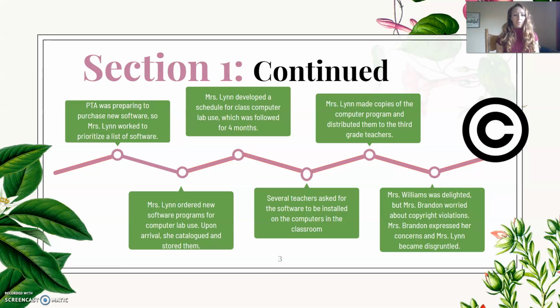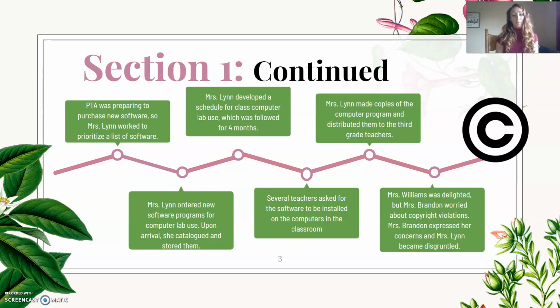The events are as follows. The PTA was preparing to purchase new software, so Mrs. Lynn worked with the principal and staff to prioritize a list that would meet the needs of the most subjects and grades. Mrs. Lynn ordered new programs for computer lab use and cataloged them with emerging technologies and stored them in the computer lab. Mrs. Lynn then developed a schedule for class computer lab use, which they followed for 4 months before teachers asked for the software to be installed on their classroom computers.